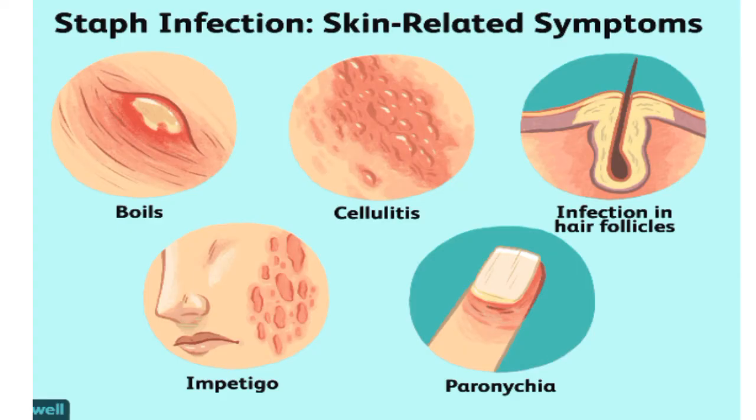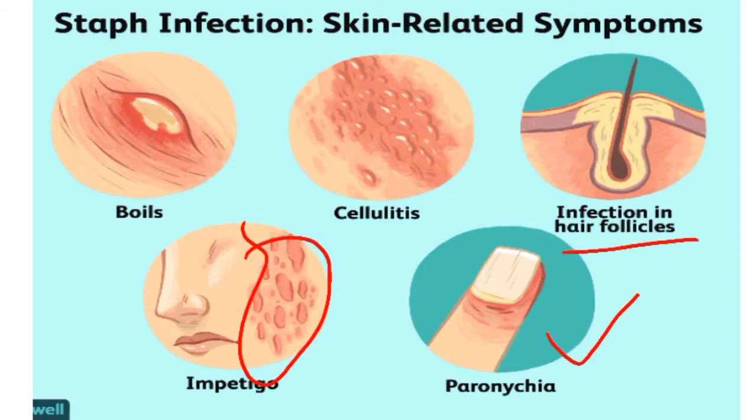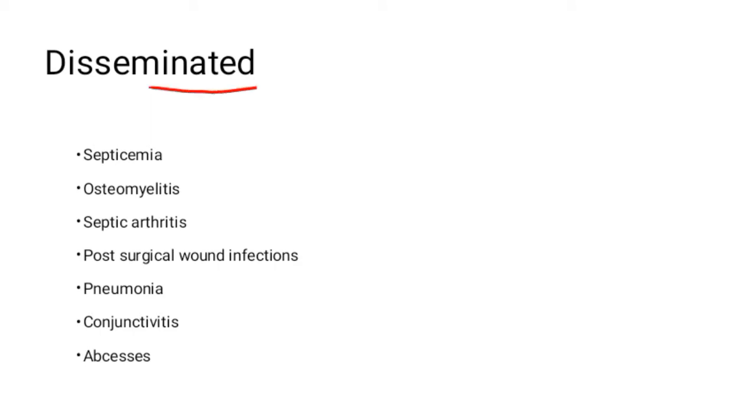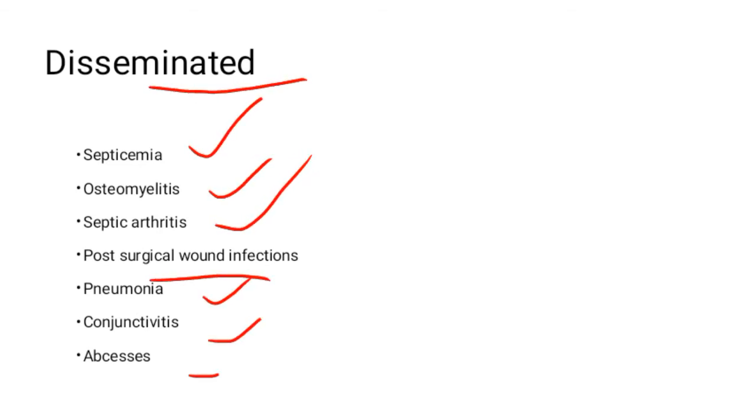But if it is a diffuse skin infection, it will be called impetigo, with a honeycomb-like appearance. It is also called nail infection and hair follicle infection. But if Staph aureus disseminates to the blood, it can cause septicemia. It can disseminate to the bones and cause osteomyelitis and septic arthritis. It can also cause post-surgical wound infections, pneumonia, conjunctivitis, and abscesses.